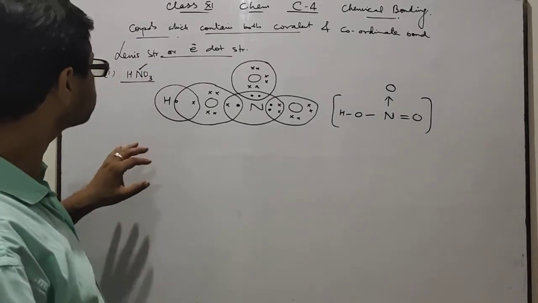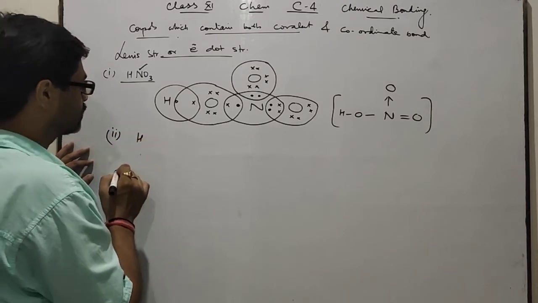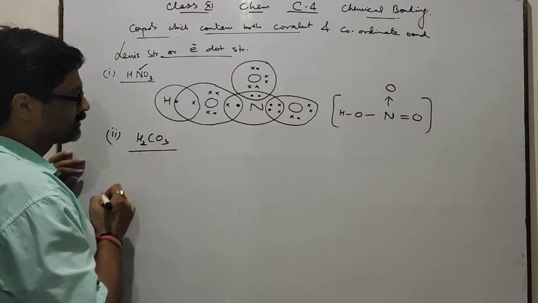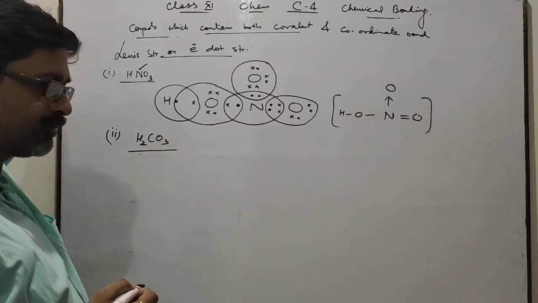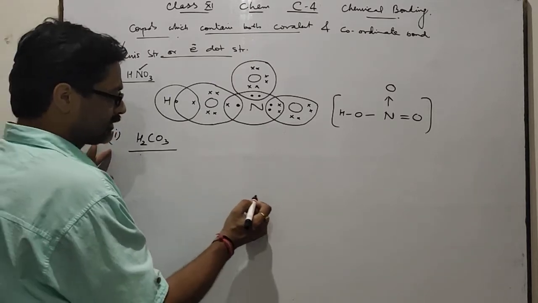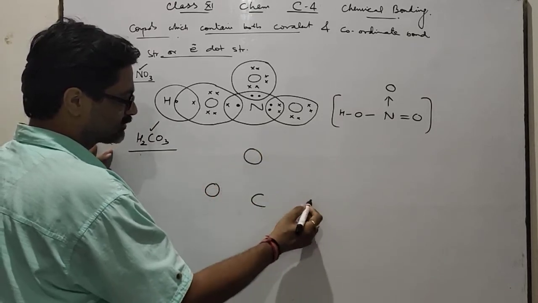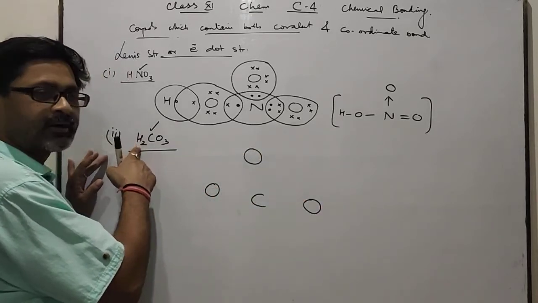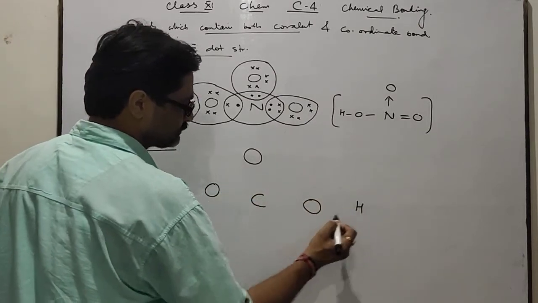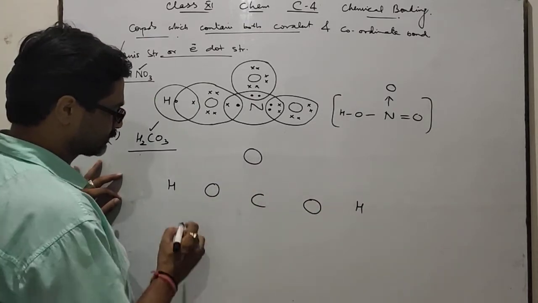Okay, take one more example, H2CO3. This one is carbonic acid. How do we draw the electron dot structure of carbonic acid? This is the central atom, carbon, surrounded by 3 oxygen atoms, and these 2 hydrogen atoms are bonded with 2 of the oxygen atoms like this and this. Suppose 2 hydrogen atoms are attached to these 2 oxygen atoms.